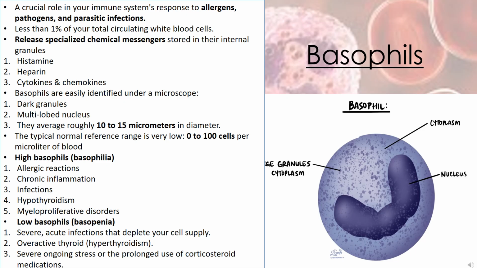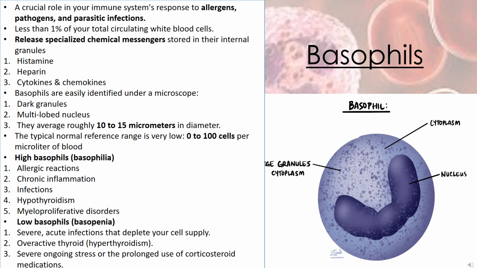When clinicians look at a blood smear under a microscope using a basic purple dye, like the Wright-Giemsa stain, basophils are easily identified by distinct features. Dark granules: they are packed with large, coarse, blue-black or deep purple granules that often completely crowd out and obscure the nucleus. Multilobed nucleus: they typically feature an irregularly shaped nucleus containing 2 to 3 lobes, often resembling a C or S shape. Size: they average roughly 10 to 15 micrometers in diameter.